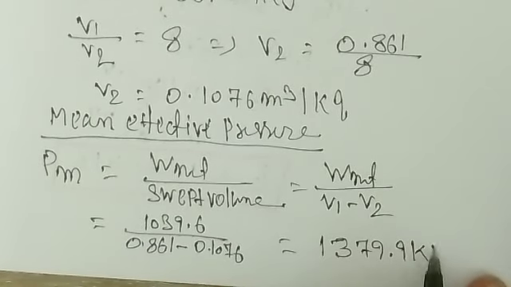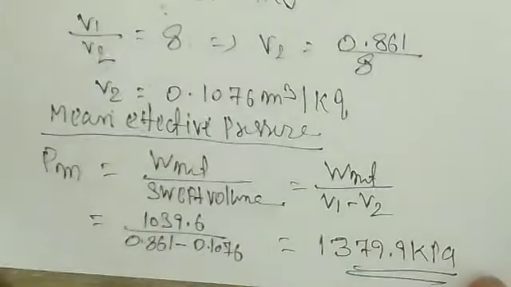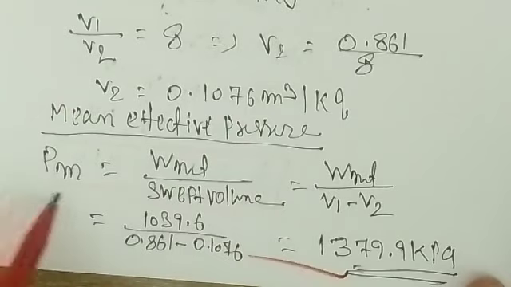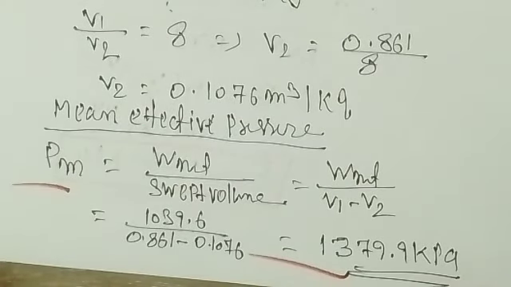So the mean effective pressure you got is 1379.9 kilopascal. So this is how you can find out the thermal efficiency and the mean effective pressure of a given Otto cycle. So this is all about today's class. Thank you.